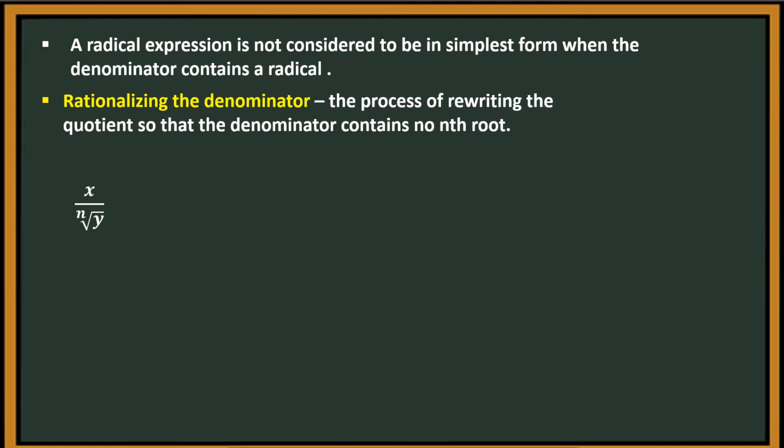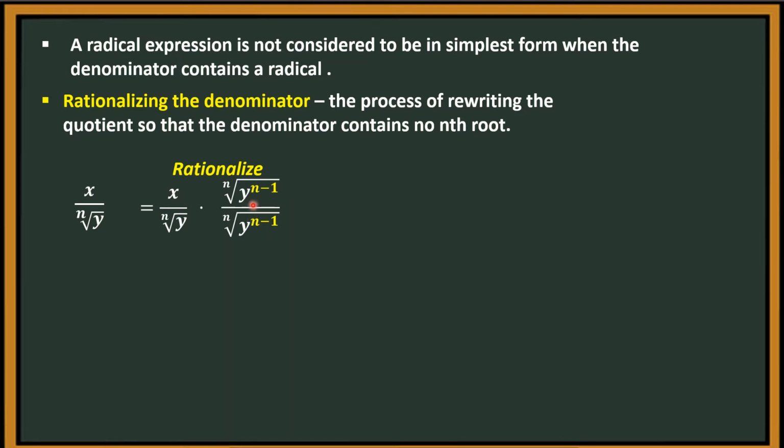Let's have here x over the nth root of y. So that is equal to x over the nth root of y. Since ang denominator natin dito is radical, therefore, we need to rationalize it by multiplying the numerator and denominator by the nth root of y raised to n minus 1 over the nth root of y raised to n minus 1. So kung ano sa numerator, ganun din sa denominator.